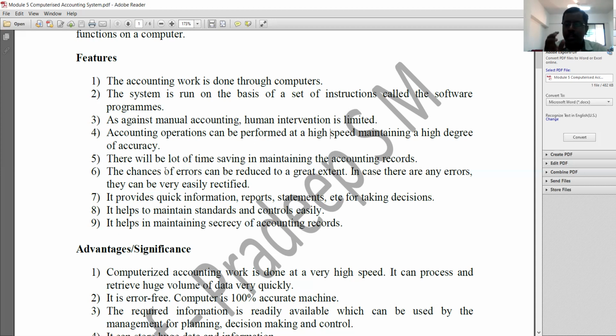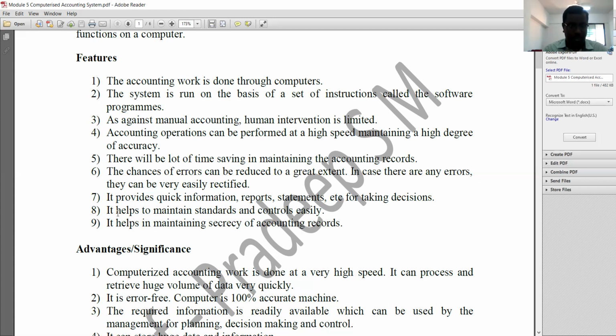The next one is that we are going to find very limited errors in accounting practice. In manual accounting practice, we may find any number of errors, but in a computerized accounting system, you can say there will be zero errors, or a very minimum of errors in accounting practice. The next one is that you can generate any kind of statements quickly to take decisions, which is not possible in the case of manual accounting. That is another important feature.